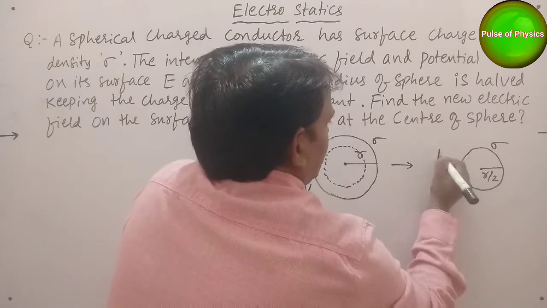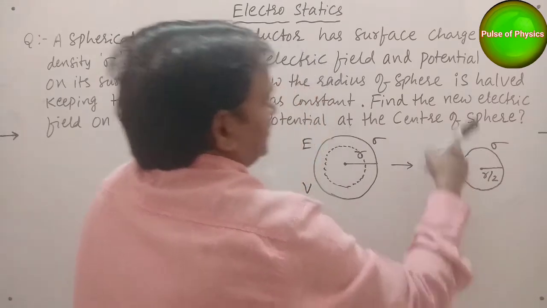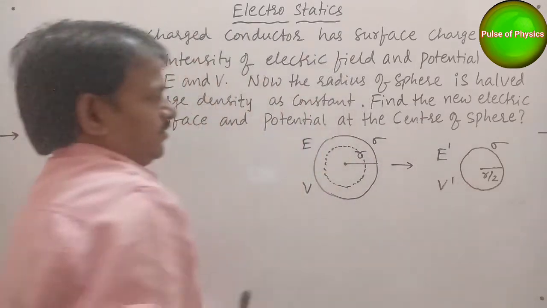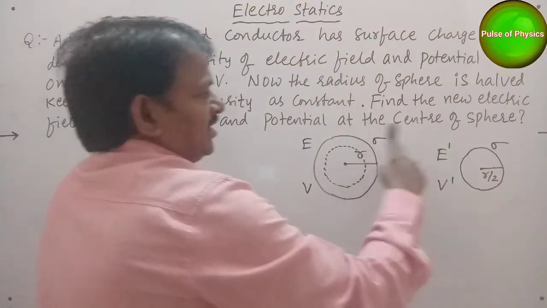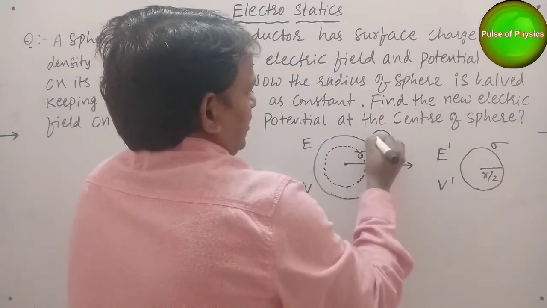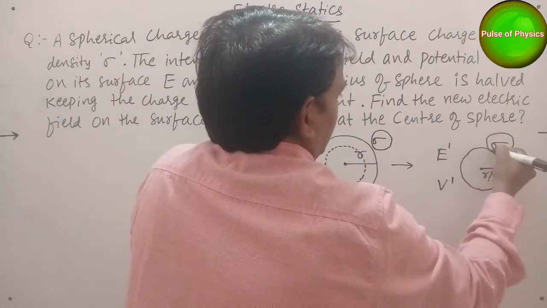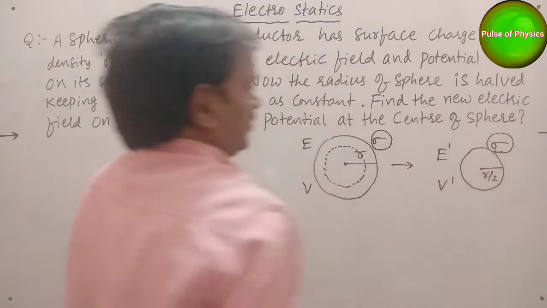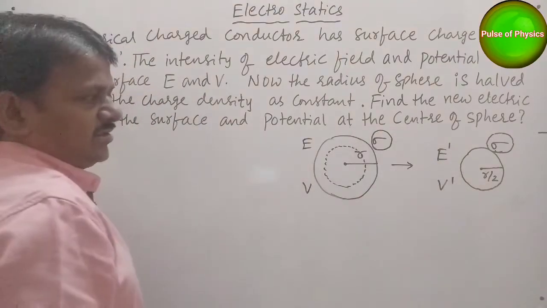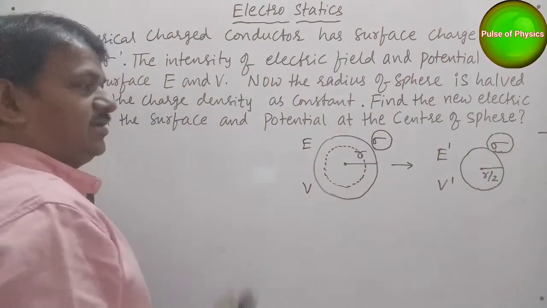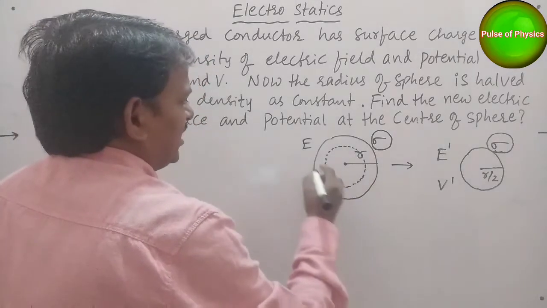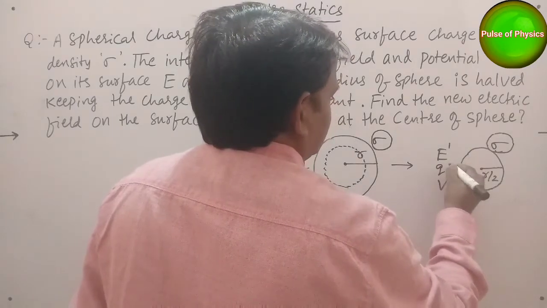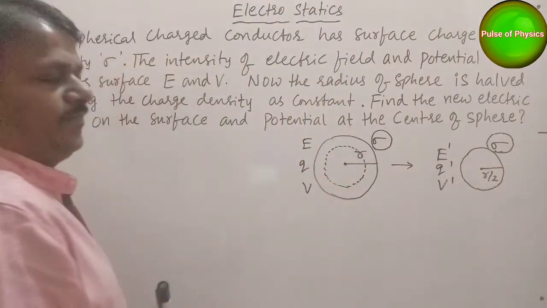Next, here the electric field on the surface is E dash, and the potential at the center is V dash. Here these two are constants, they remain the same, sigma, that's why I put it in a round. The remaining are variables. E dash and V dash values change. What about charge? Yes, that also changes. Here the charge present on this is Q, here the charge present on this is Q dash.